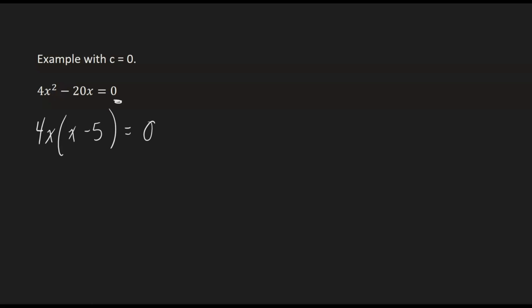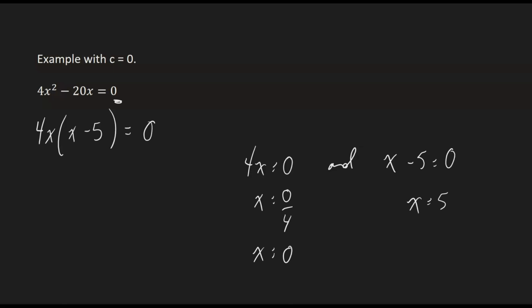And so the same is true to find the roots. Either 4x equals 0 or x minus 5 equals 0. We will say x equals 0 over 4, so x equals 0, and x equals positive 5. These are the roots.